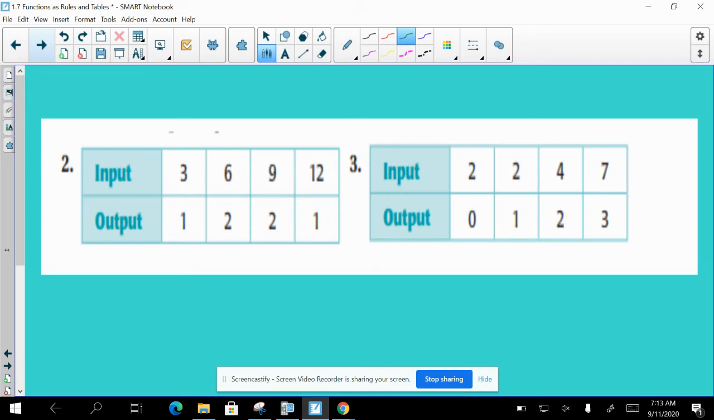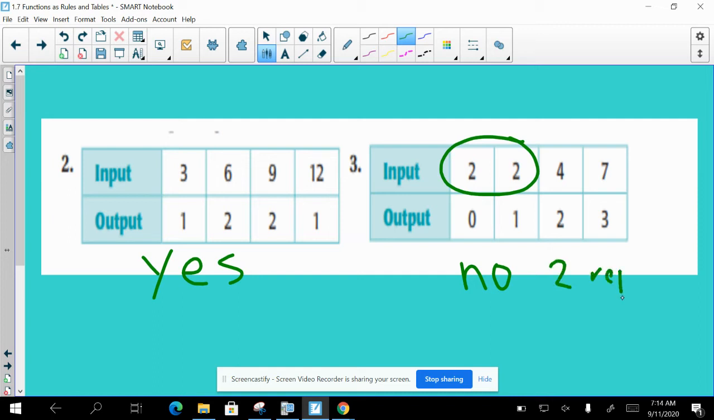Number 2. Well, technically the third part to this example. So look at the numbers in the input. Do any of them repeat? So would it be a function or not? This answer is yes. So even though you see the numbers in the output repeat, as long as the numbers in the input don't repeat, then you're okay. In the next example, this would be no, because 2 and 2, those repeat, they go to 2 different outputs, and we can't have that to be a function. So 2 repeats.